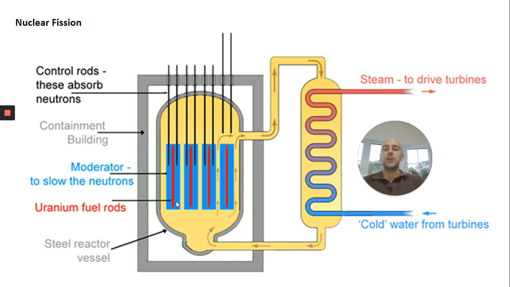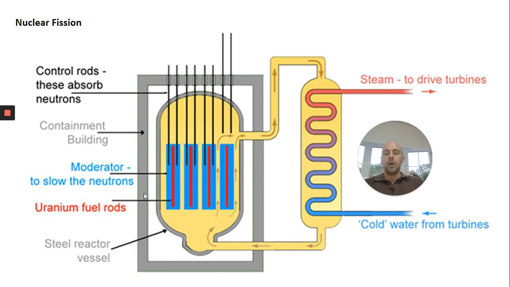We put them into these rods. So the red strips there, the red rods, are where the uranium fuel is going. We fire a neutron or a stream of neutrons at those uranium fuel rods, and fission starts to happen. Those neutrons are fired at the right speed. They slam into the uranium fuel rods, and the uranium starts to split, releasing new neutrons, 3 new neutrons.